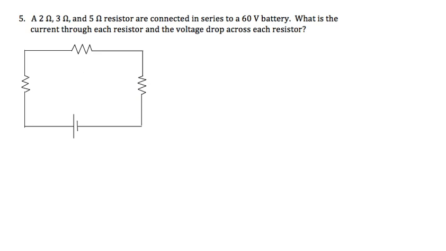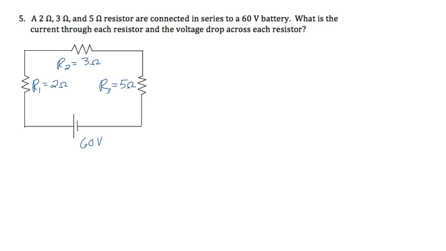So in this problem, it's a 60 volt battery, so I'll write that in. And then I'll call this one R1. So R1 is 2 ohms. This one I'll call R2. It's 3 ohms. And this one is R3, which is 5 ohms.